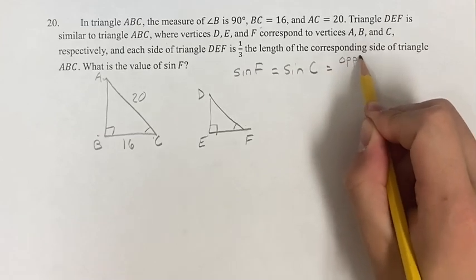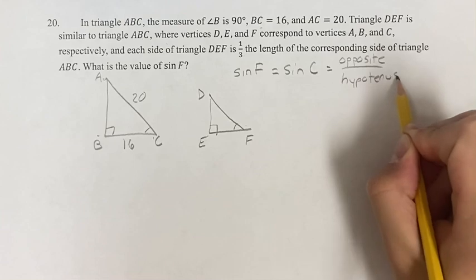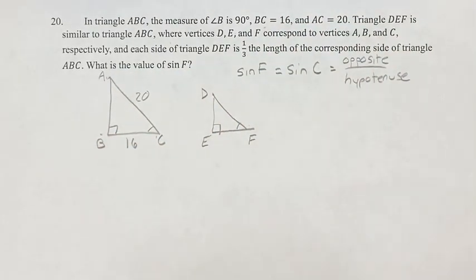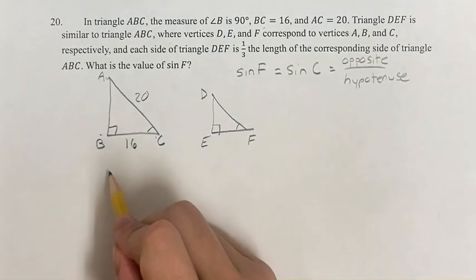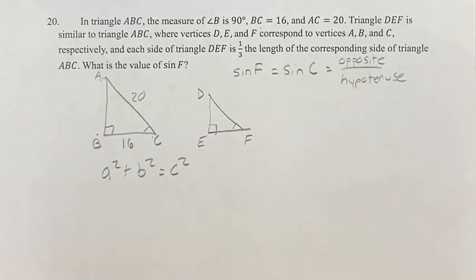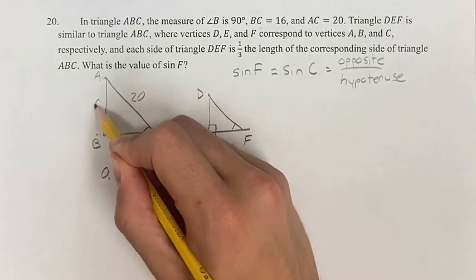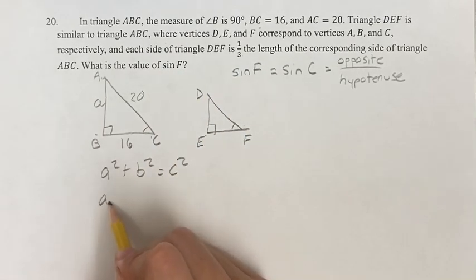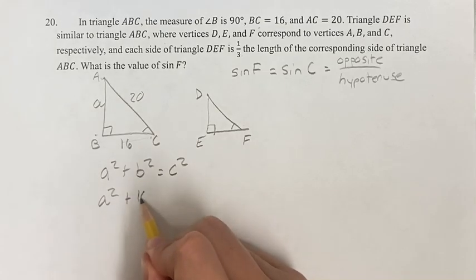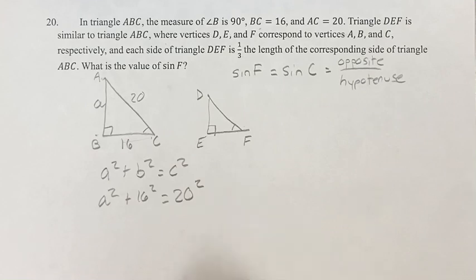Sine of C is the opposite side to C over the hypotenuse. The opposite side is AB, which we don't know, so we're going to have to use the Pythagorean theorem, where A squared plus B squared equals C squared, where these are the side lengths and C is the hypotenuse. So A squared, I guess A is going to represent AB at this point. A squared plus B squared, where B is the other leg, which is 16 squared, is equal to C squared. Again, this has to be the hypotenuse, so that's 20 squared.